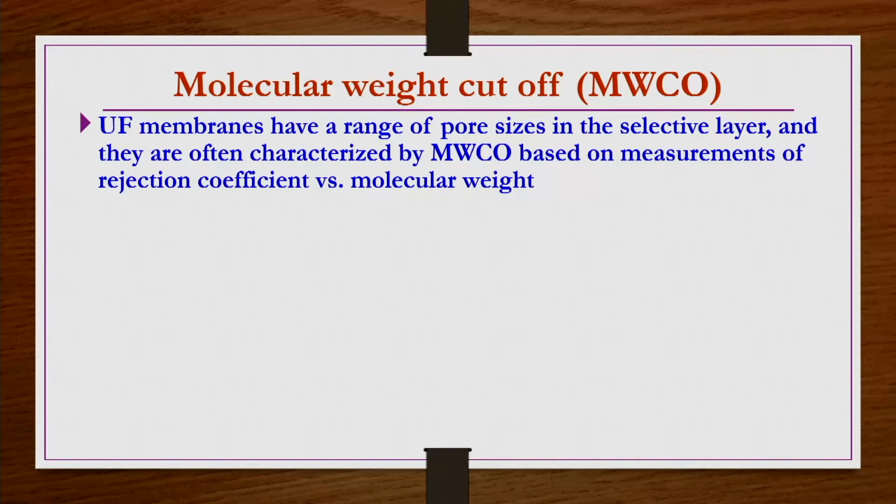What you do, you take some kind of polymer solutions having different molecular weights. Let us say polyethylene glycol, PEG, of different molecular weights like 100, 500, 1000, 10,000 up to 1 lakh molecular weight, something like that, and then you make a solution of this PEG.